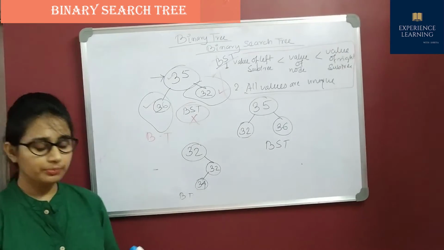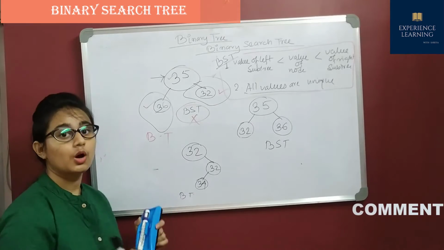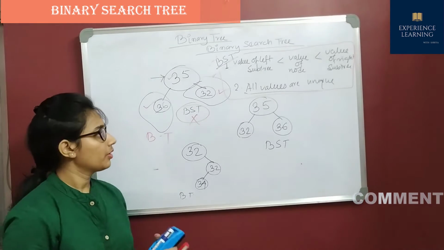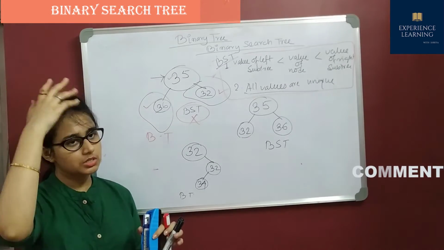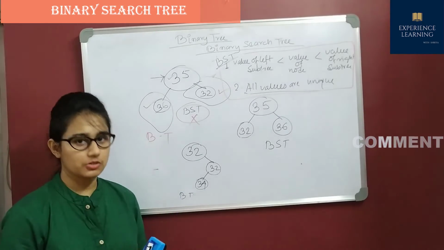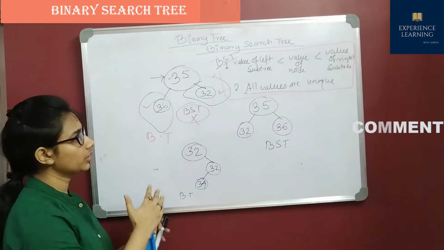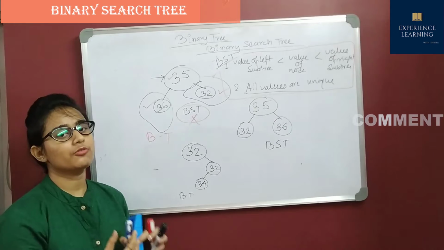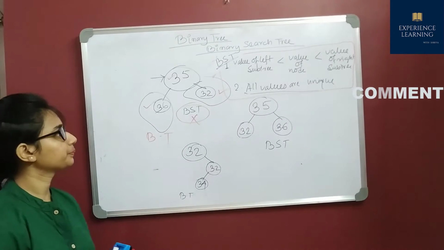What is the advantage of binary search tree? I think you can understand it because this is ordered. So you can search an element faster than in the binary tree. In case of binary tree, there are no constraints. If you are going to search it, you are actually doing a linear search. But in case of binary search tree, we know that we have this constraint. So here the searching is faster than binary tree.